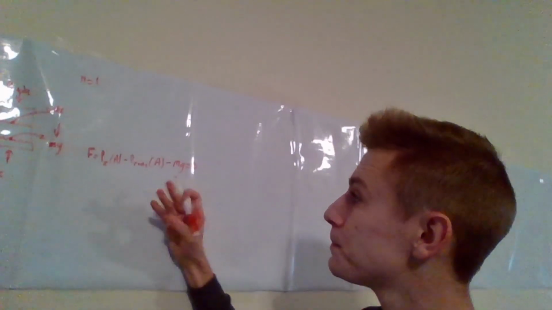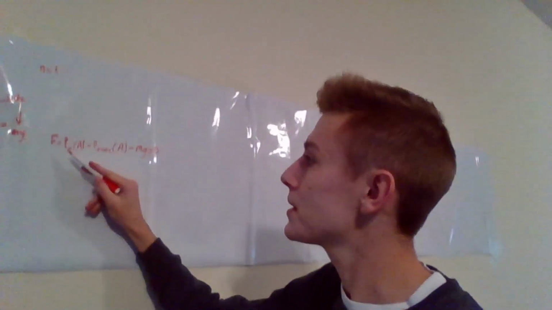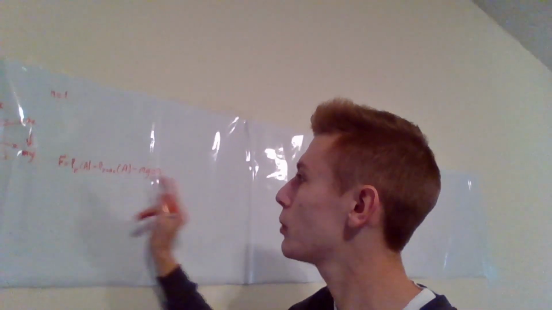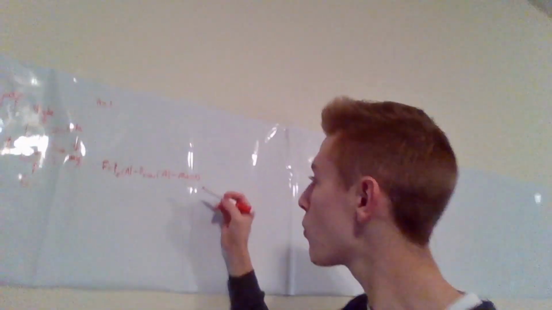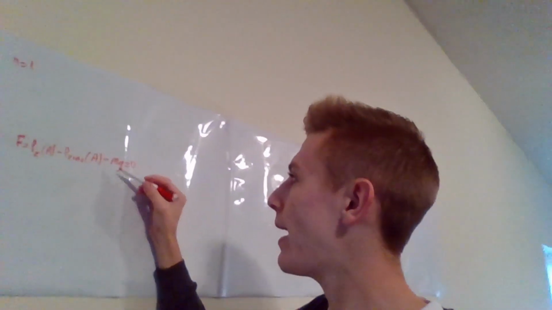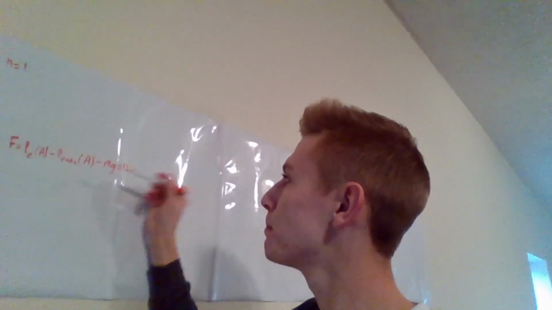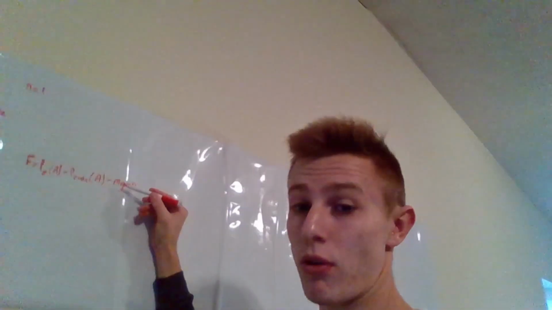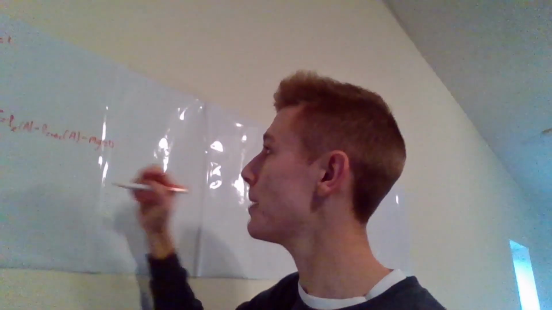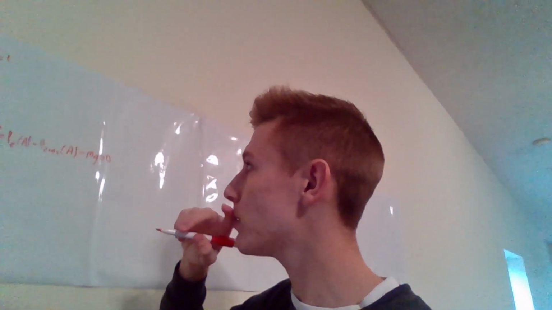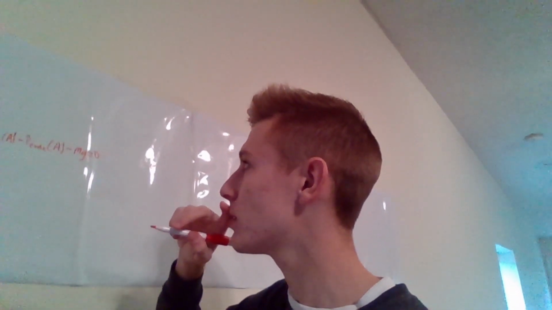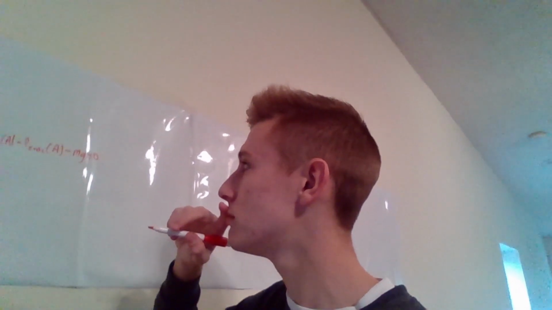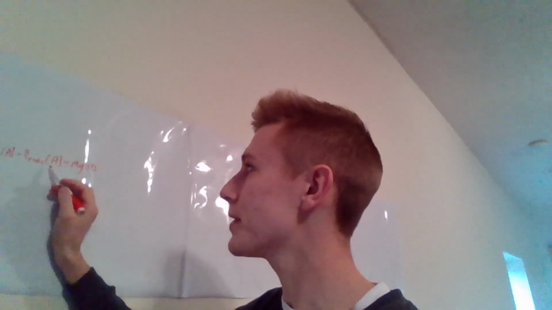So now, let's say that we want to start moving these around and start substituting in. Let's move our mass and our gravitational constant, or weight, over to the other side. And we can also factor out a negative A in this case.